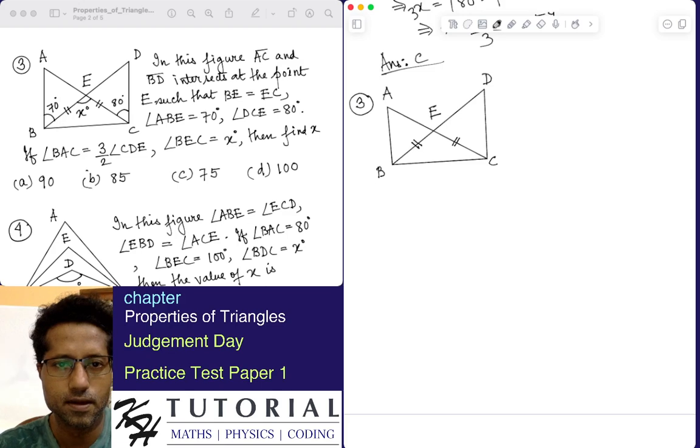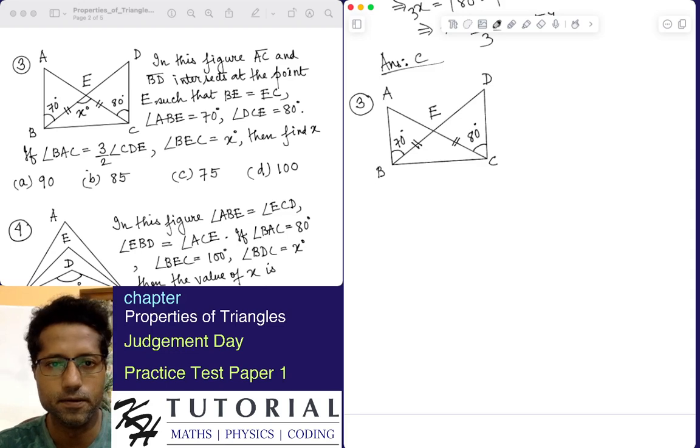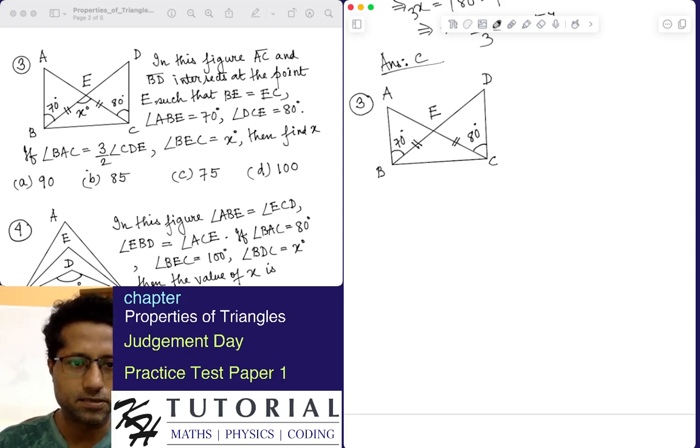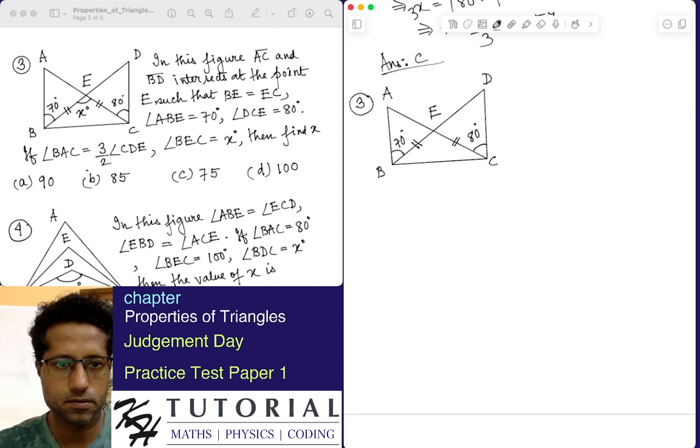Also it is given that angle ABE is 70 degree. So this is 70 degree, and angle DCE, this angle is 80 degree. Also it is given that angle BAC is equal to 3 by 2 angle CDE.